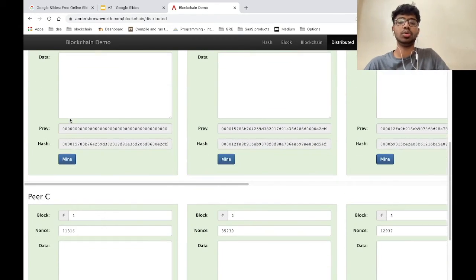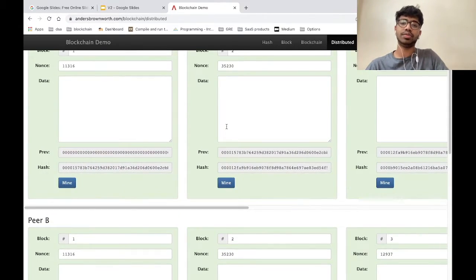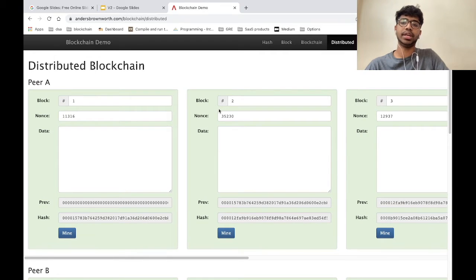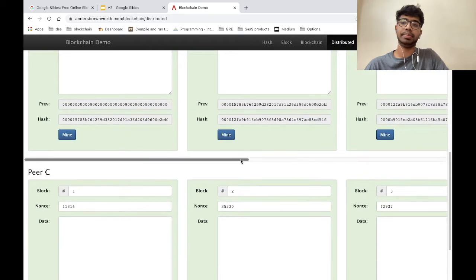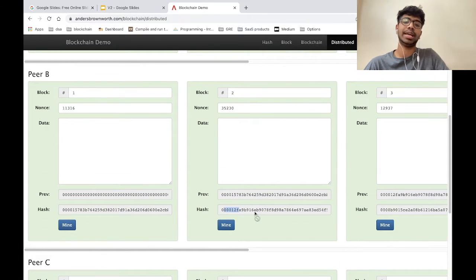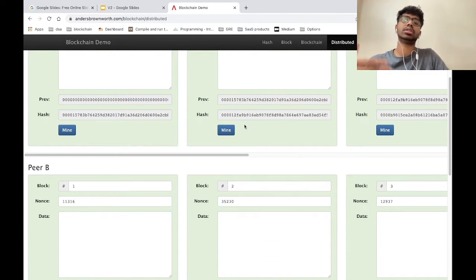We have peer A, peer B, peer C. Now over here, if you look at the data, peer A's hash and peer B's hash for block number 2 are the same, because they are the same blockchain running on three different devices or three different computers.